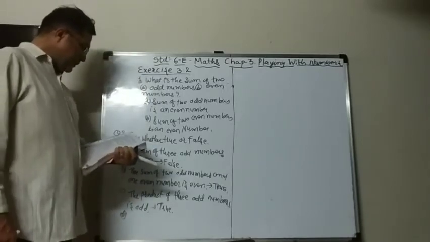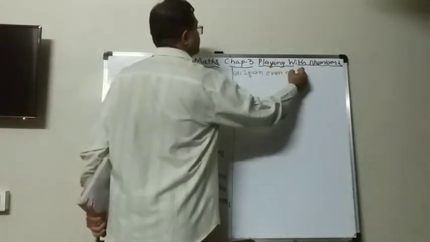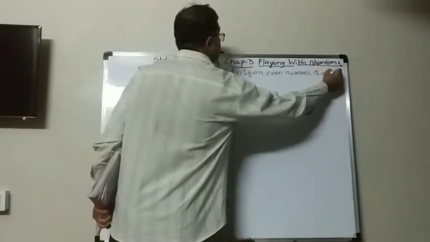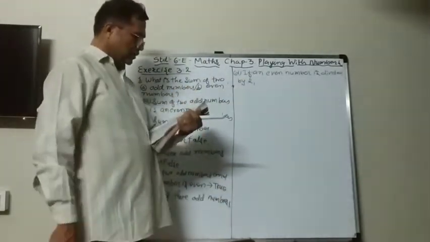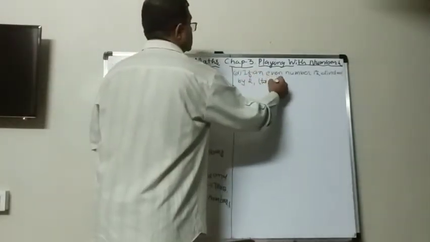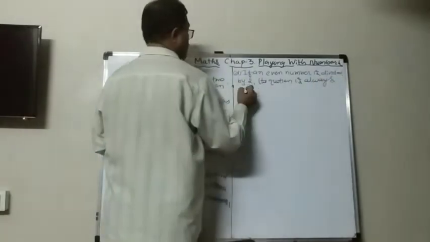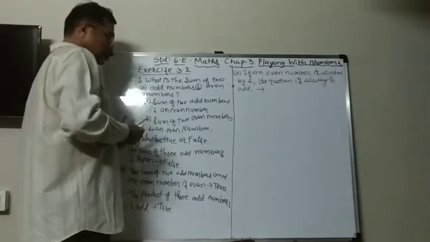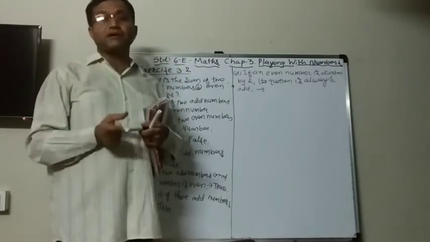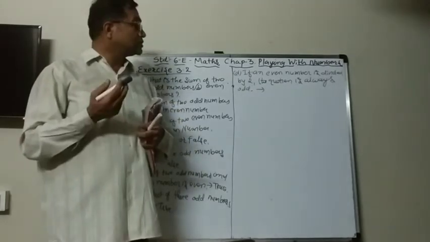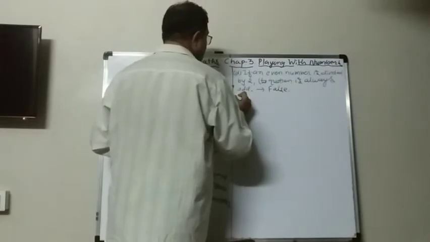D. If an even number is divided by 2, the quotient is always odd. Now an even number is exactly divisible by 2. So there will be no remainder. So it is not odd. So the answer is false. Because there is 0 remainder.